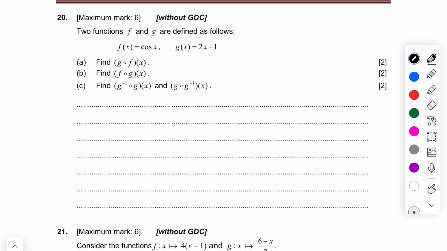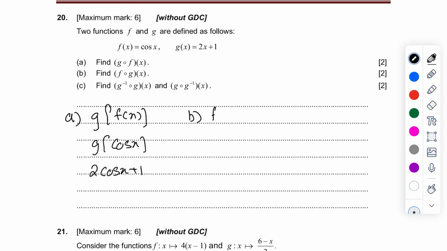Question number 20. g circle f of x, g of f of x. So g of f of x is cos x, so it becomes 2 cos x plus 1. Then f of g of x: f of g of x is 2x plus 1, so it becomes cos of 2x plus 1.